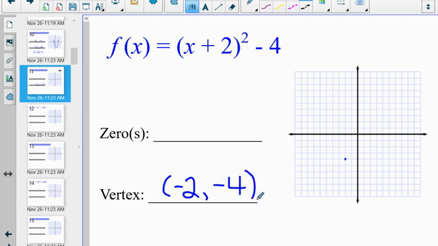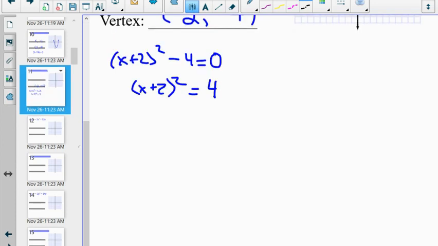So you all showed me on the quiz that you are doing fine with that. This is where we use that. And then the zeros, well, what value of x is going to make this equal to 0? Well, let's find out. If x plus 2 squared minus 4 equals 0, that means x plus 2 squared equals 4. Just doing a little bit of algebra.